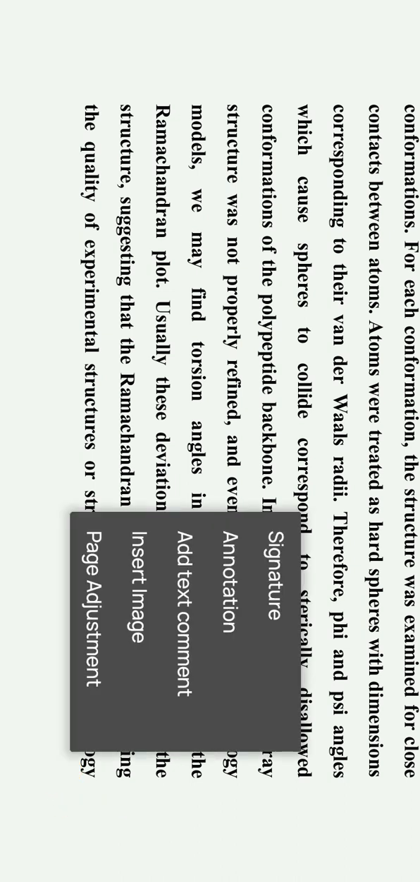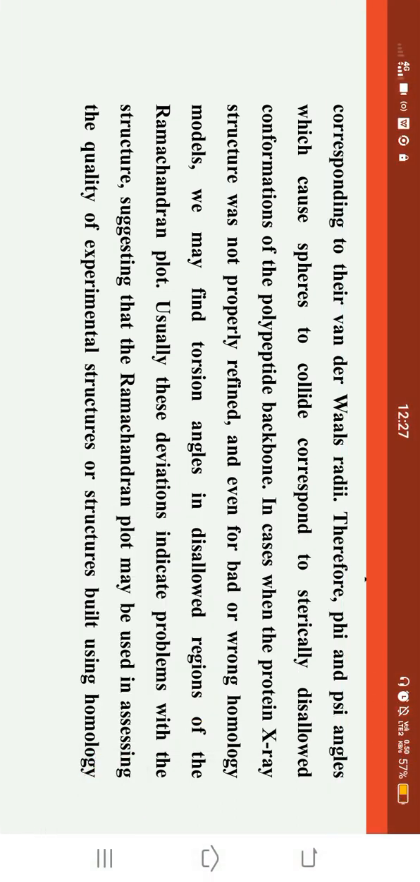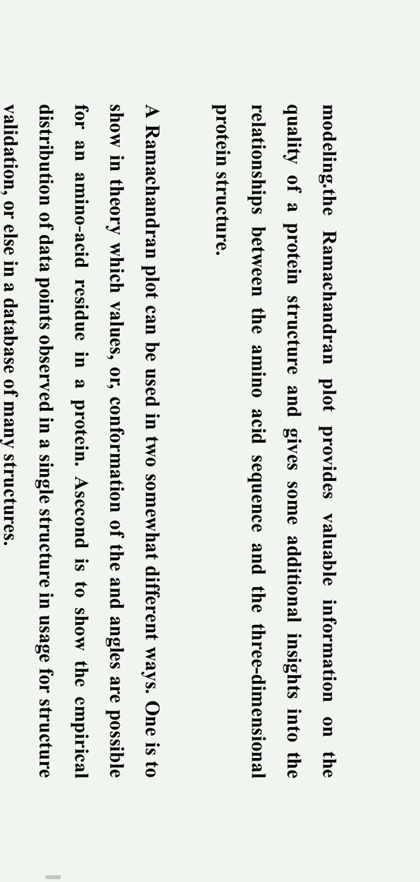In cases where a portion of a protein X-ray structure was not properly defined, and even for bad or wrong homology models, we may find torsion angles in disallowed regions of the Ramachandran plot. Usually, these deviations indicate problems with the structure, suggesting that the Ramachandran plot may be used in assessing the quality of experimental structures or structures built using homology modeling. The Ramachandran plot provides valuable information on the quality of a protein structure and gives some additional insight into the relationship between amino acid sequence and the three-dimensional protein structure.